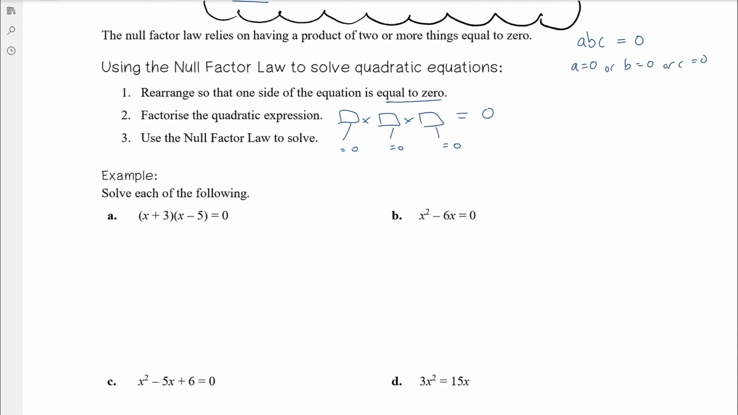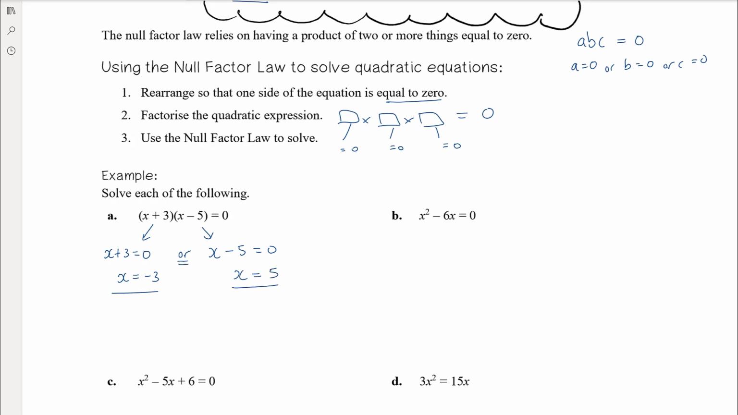So step 1, make one side 0. That's already done. Step 2, factorize the other side. That's already done. So we already have 2 things multiplying here to equal 0. The only way that can happen is if that thing equals 0, or if that thing equals 0. And then now we have 2 simpler linear equations that we can solve. So if this equals 0, it means that x has to equal negative 3, or x equals positive 5.